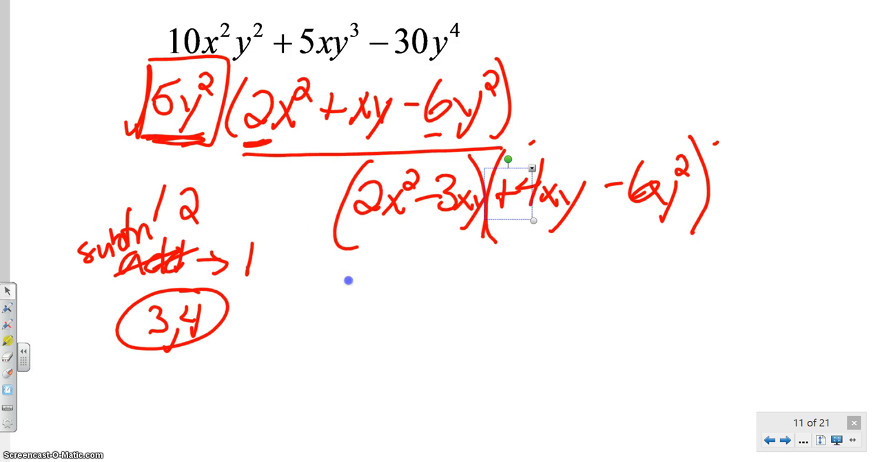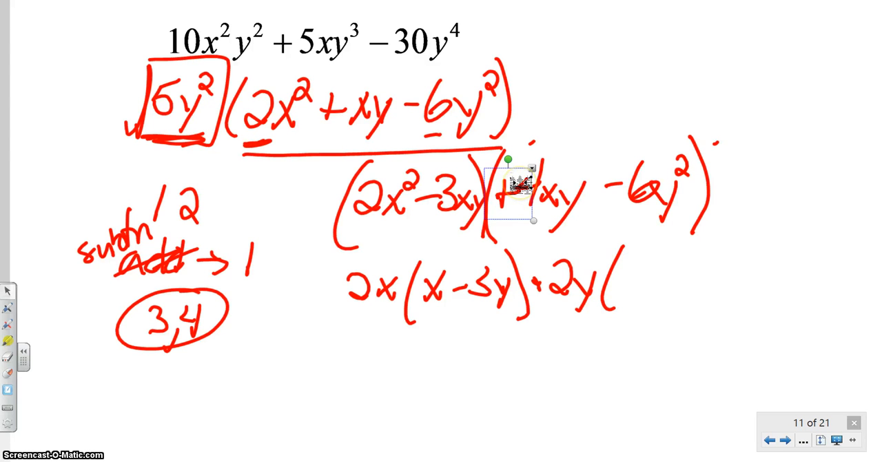Factor out a 2x in this first one, so that gives me x minus 3y. Here I can factor out a 2y, positive 2y. So when I do that, I get 2x minus 3y. All right. You notice these are not the same.